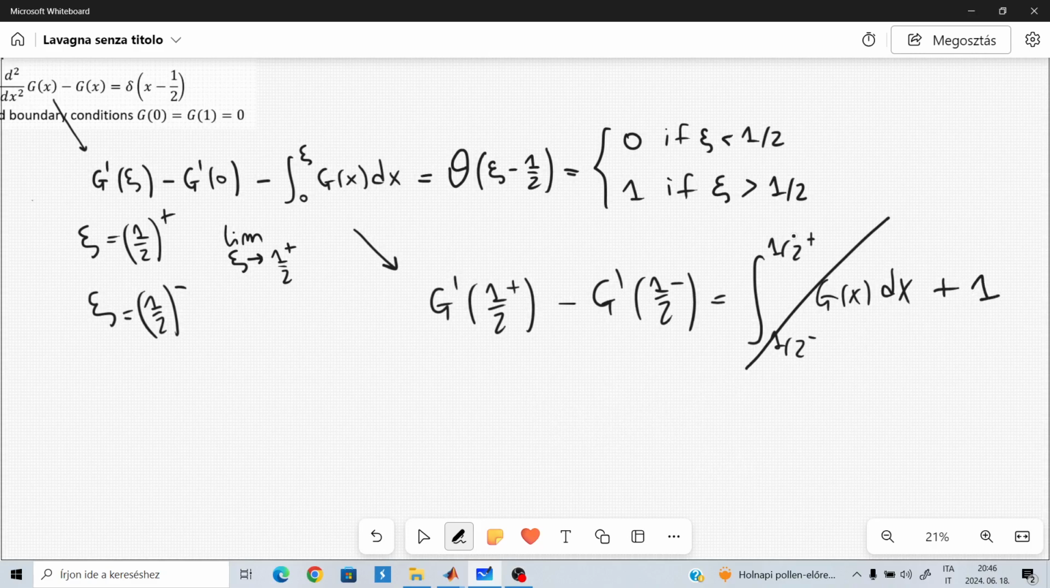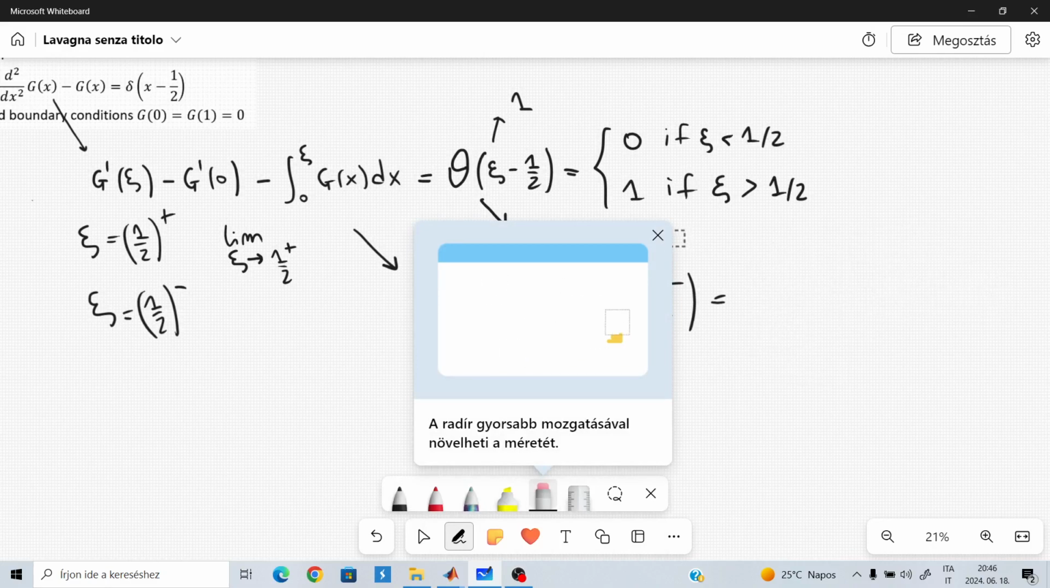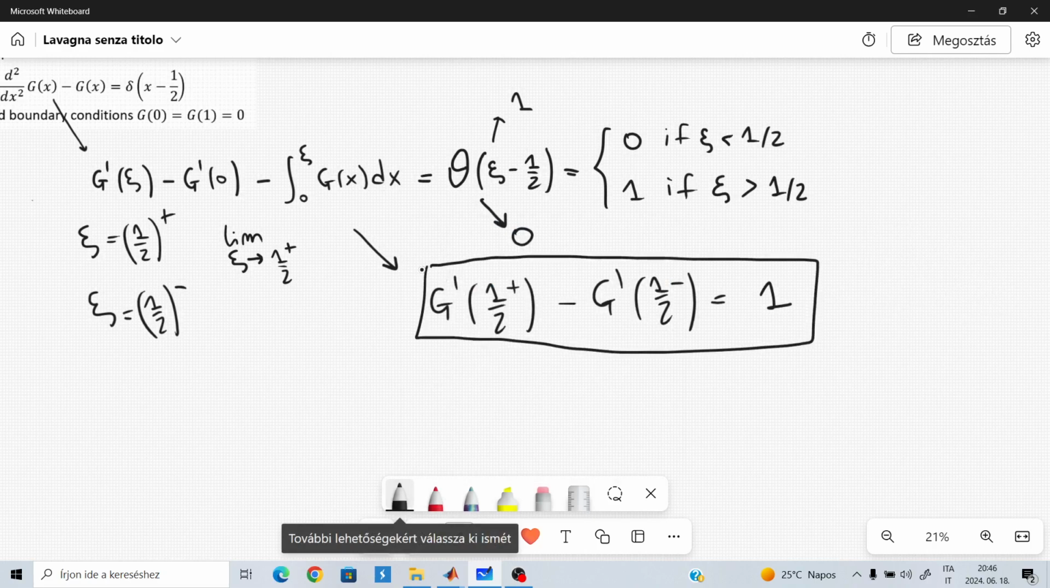Why? Well, because when you evaluate this theta function at 1/2 plus, you will get 1. Whereas when you evaluate it at 1/2 minus, you will get 0, right? Due to the definition of the theta function. Simple as that. So this is the condition that we can impose. Let me cancel this integral. So I will cancel this integral here. And here I have 1. This is an important condition.